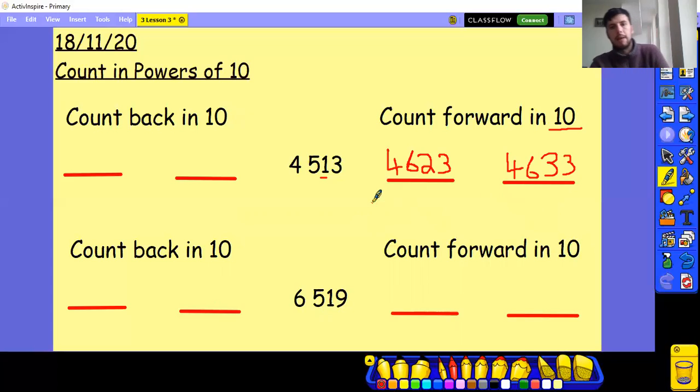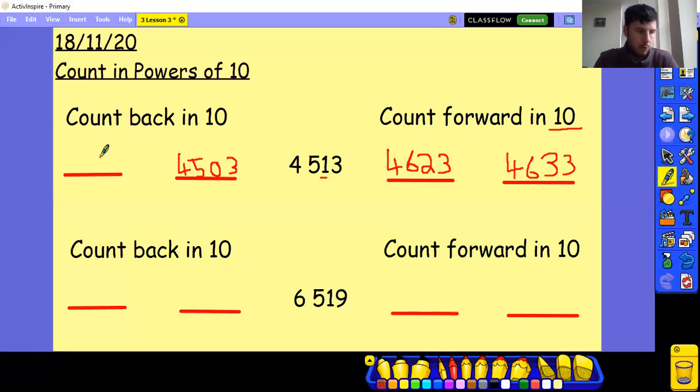Now, this is where it's going to get a little bit more complicated, but I think we should be able to do it quite easily. So again, now I've got 4,513. I'm going to go back one. If I take away 10 from there, that means, in theory, I have got 4,503. Now, obviously, here I've got nothing now. So what am I going to have to do?